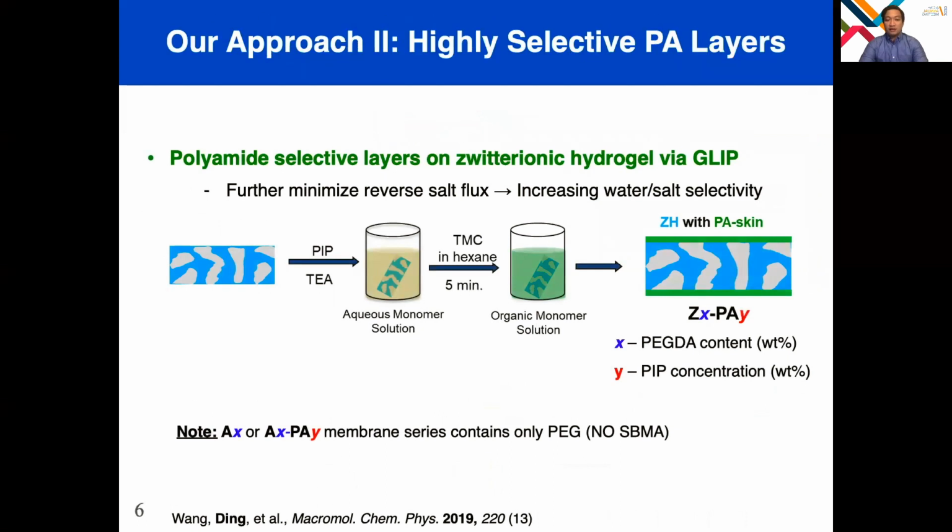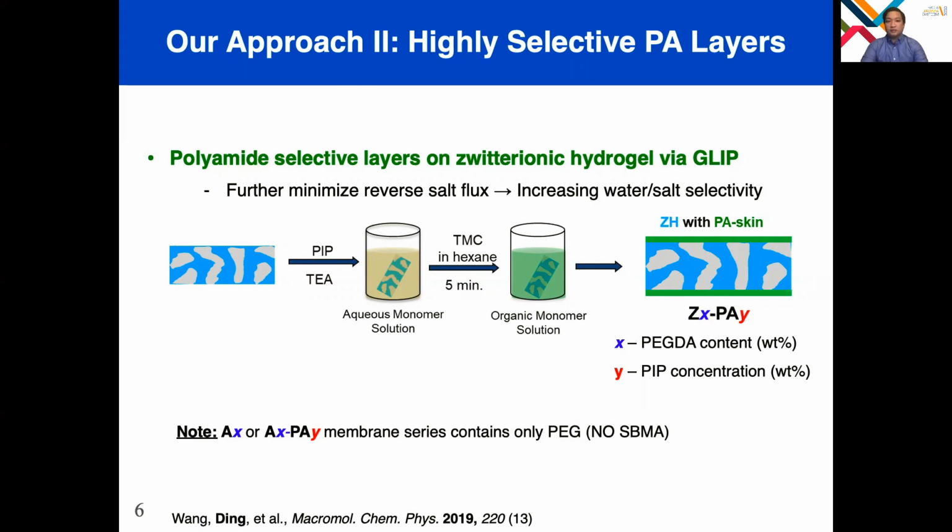During the development of our Zwitterionic impregnated membrane, our collaborator at Boulder, Colorado successfully modified the surface of several gel systems with a polyamide skin via a process called gel-liquid interfacial polymerization, or GLIP. Inspired by their research, we took this approach to modify the surface of our impregnated membrane with a polyamide skin, which we hypothesized would further increase the water over salt selectivity. Here's the schematic for the gel-liquid polymerization process.